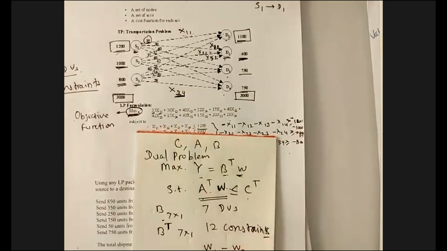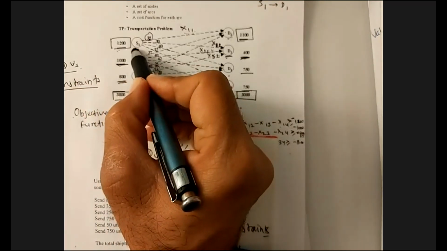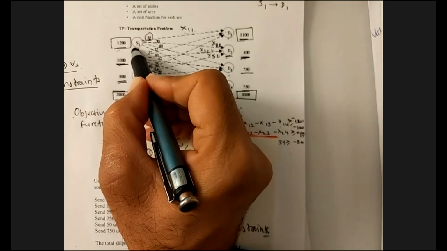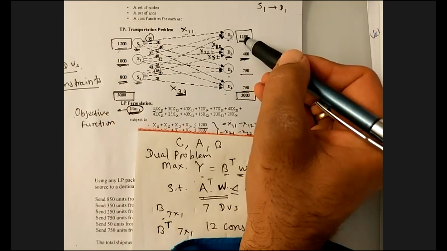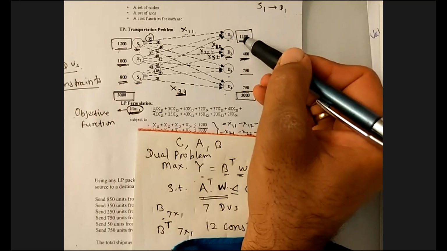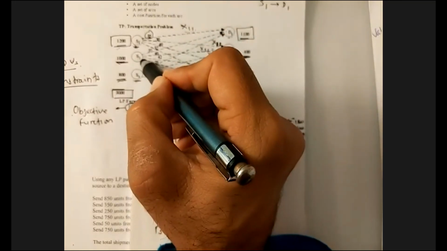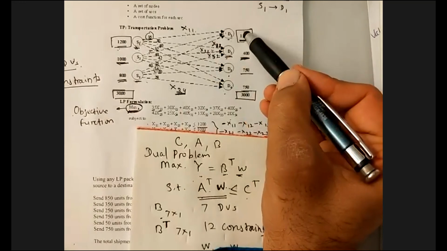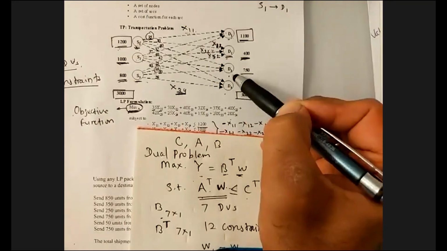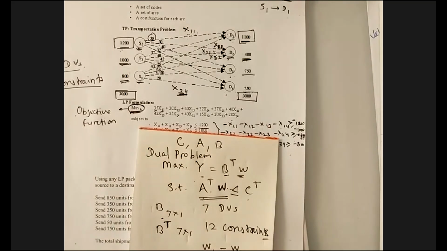Okay, so it has 7 decision variables, and those decision variables represent the price that you want to pay over here to buy the stuff, and the price that you want to sell the stuff at over here. So those are your 7 decision variables. The purchase price at S1, purchase price at S2, purchase price at S3, and then selling price at D1, selling price at D2, selling price at D3, and selling price at D4. So those are your 7 decision variables, okay?